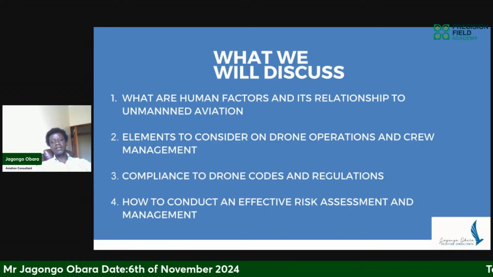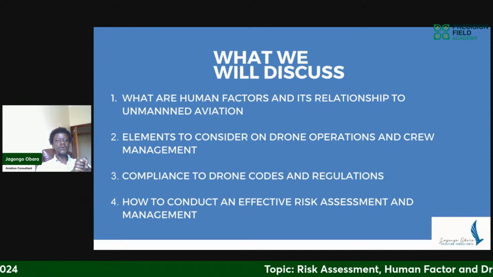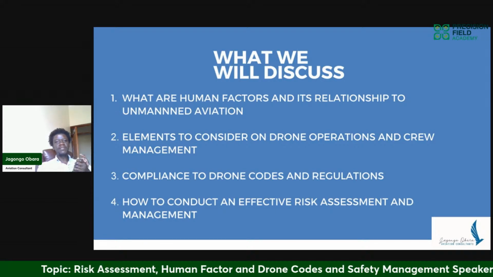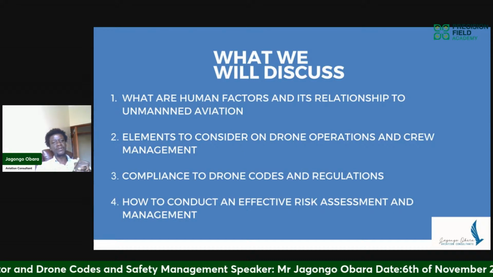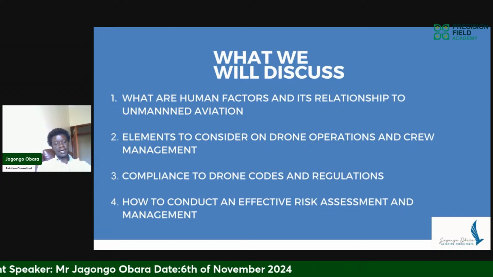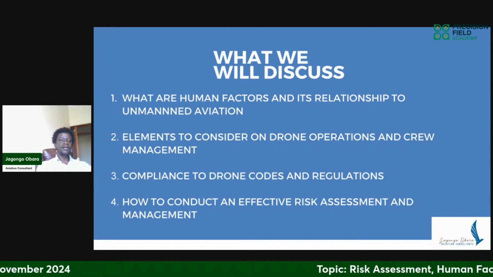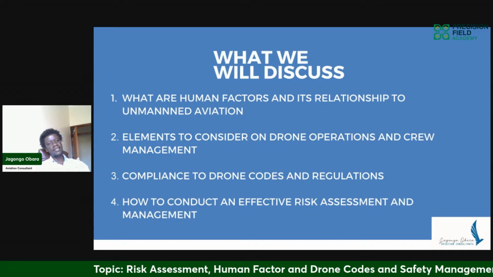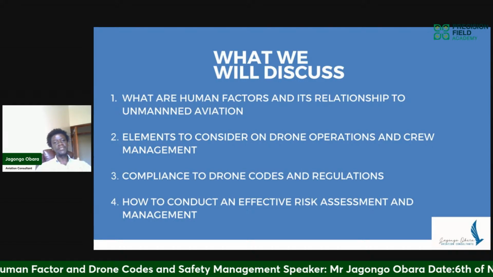So what we are going to be discussing today is generally four key elements that involve drone safety and human factors. The first one will be, what are the human factors and their relationship to unmanned aviation? When we are talking about unmanned aviation, we are referring to the UAS or the drone, which does not have a pilot sitting in it. But since you are flying remotely, you need to understand what your body can do, the biology, and how it affects you as a pilot.